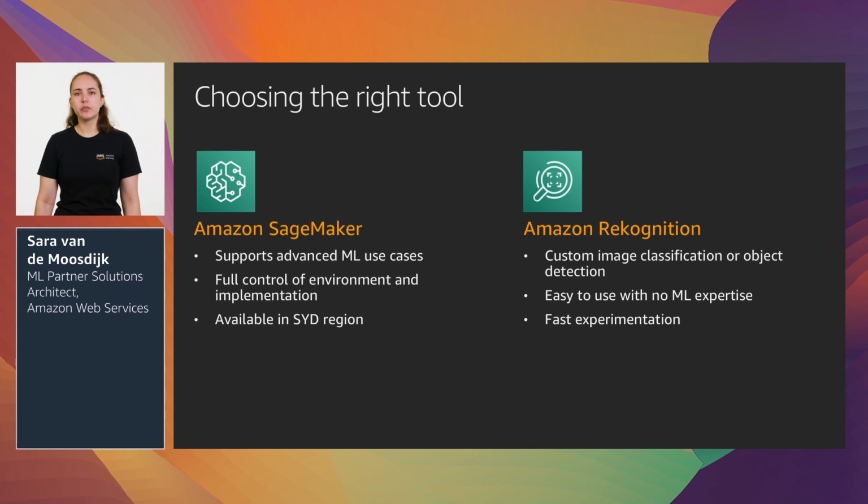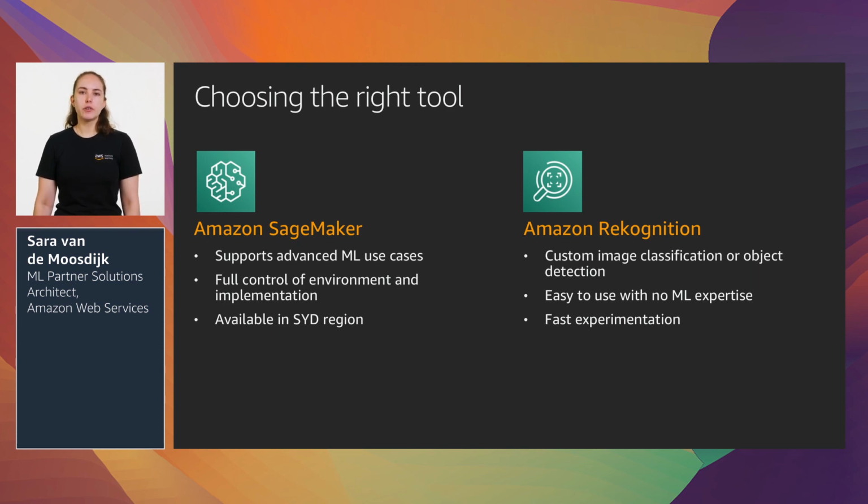So if your use case does fall into one of these 3 areas, then it's actually easier to use Amazon Rekognition. It requires no machine learning expertise, but even for advanced data scientists, it makes for a really fast experimentation tool in order to build your first baseline model. So really use Amazon Rekognition if you have limited experience with computer vision, or if you just want to get a model up and running very quickly.